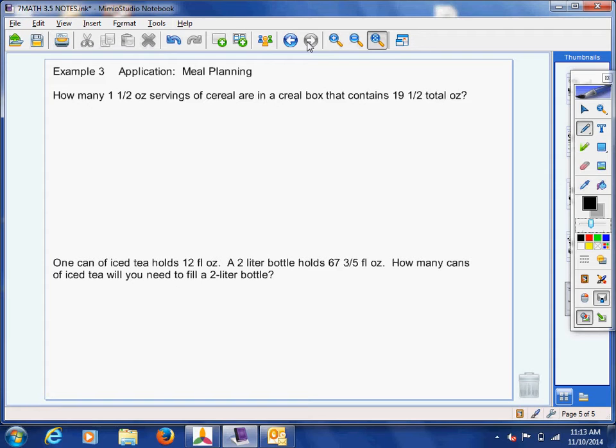This is division, okay? So you're going to take your total. You're going to divide it into 1.5 servings, and let's see how many are actually in the box, okay? So I need to know what 19.5 is as a mixed number or an improper fraction. 39 over 2. And then divided by 3 over 2. No, 38 over 2. Oh, it is 38? It's 19 over 2.